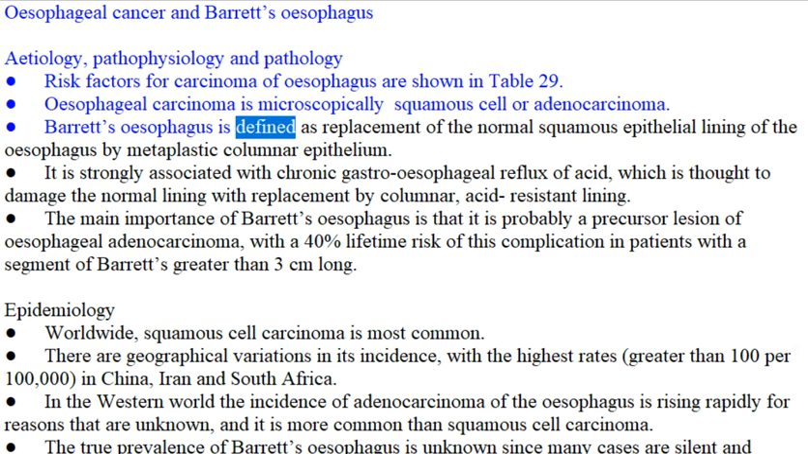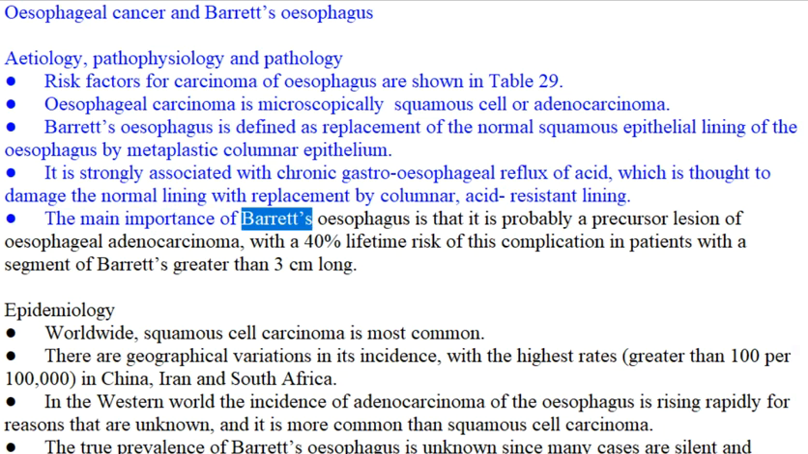Barrett's esophagus is defined as replacement of the normal squamous epithelial lining of the esophagus by metaplastic columnar epithelium. It is strongly associated with chronic gastroesophageal reflux of acid, which is thought to damage the normal lining with replacement by columnar, acid-resistant lining.